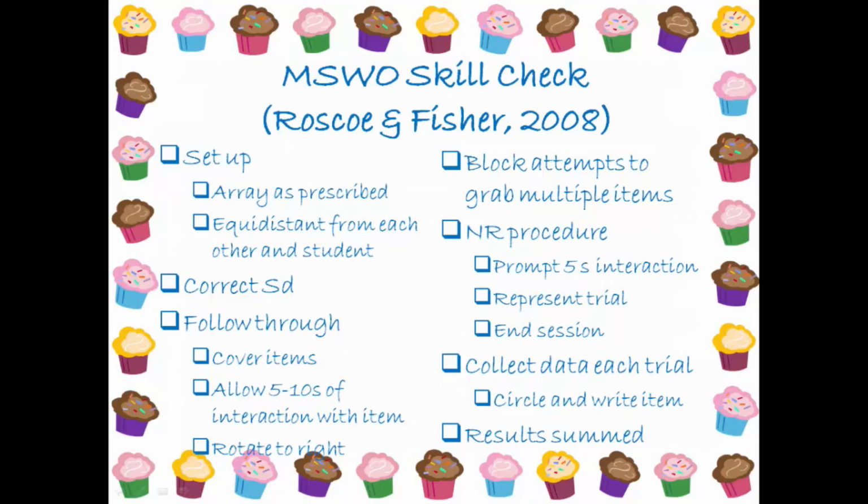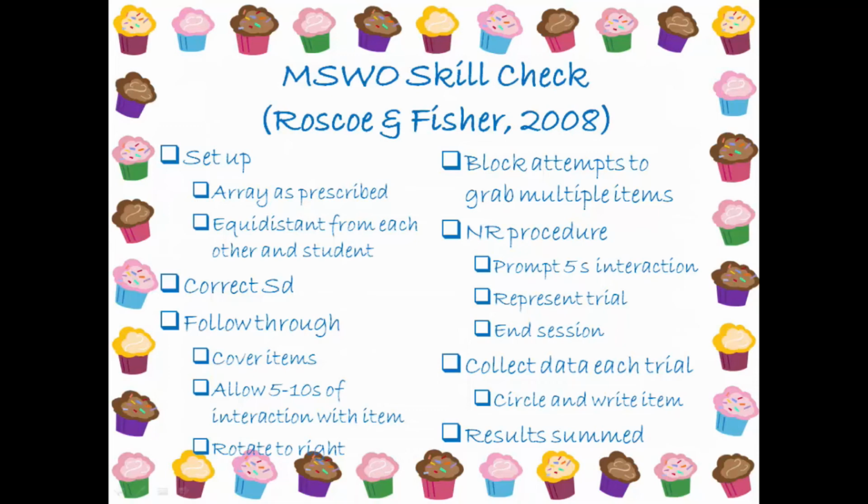Then follow through. Cover the items after the student has made his choice. Allow 5 to 10 seconds of interaction with the item. While the items are covered, rotate to the right. Block any attempt to grab multiple items. If the student does not produce a response, prompt interaction with the items. Then represent the trial. If they continue to not respond when presented with the items, end the session.